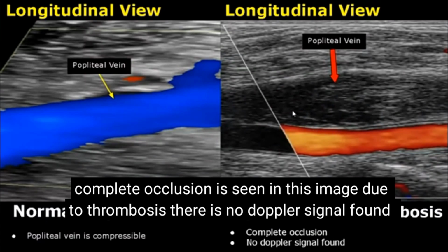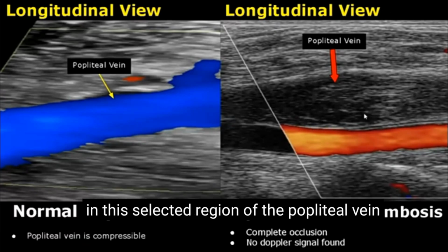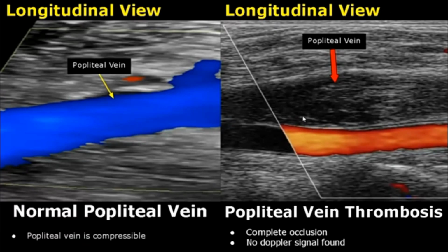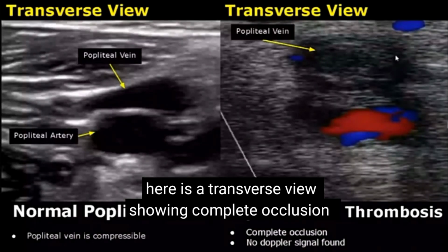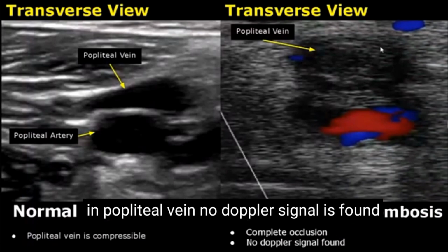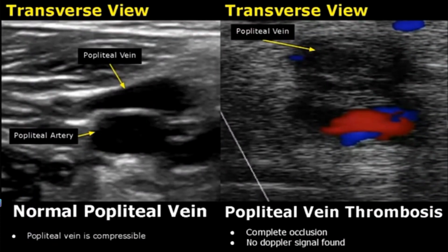Complete occlusion is seen in this image due to thrombosis. There is no Doppler signal found in the selected region of the popliteal vein. Here is a transverse view showing complete occlusion. In the popliteal vein, no Doppler signal is found.